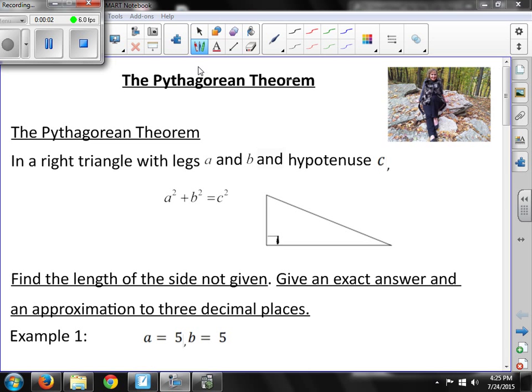We're going to talk about the Pythagorean Theorem. In a right triangle with legs A and B and hypotenuse C, A squared plus B squared is equal to C squared. Now the side that is across from the right angle is always C. It doesn't matter which one you label A or B, but A squared plus B squared is equal to C squared.